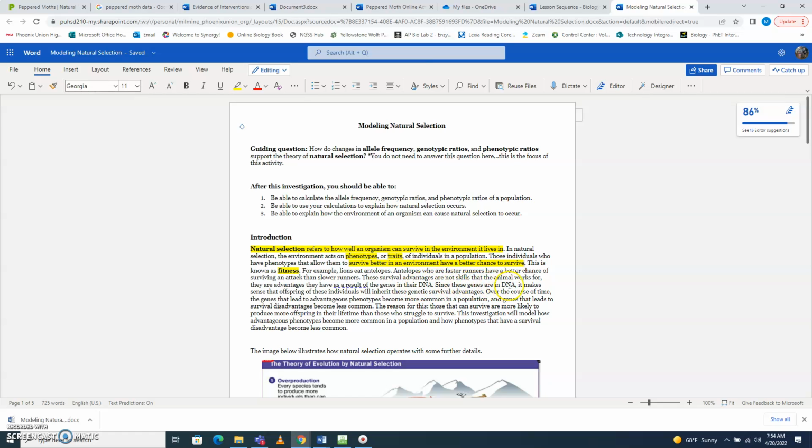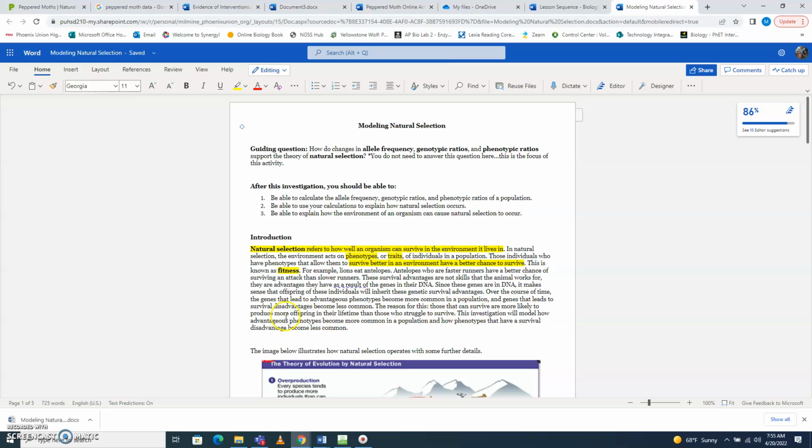Since these are genes in the DNA, it makes sense that offspring of these individuals will inherit these genetic survival advantages, meaning they'll get them from their parents. Over the course of time, the genes that lead to advantageous phenotypes become more common in a population, and genes that lead to survival disadvantages become less common. The reason for this? Those that can survive are more likely to produce more offspring or children in their lifetime than those who struggle to survive. Makes sense. If you die young, you're probably not going to have many kids. If you live longer, there's a greater chance you'll have more kids than those that die young.